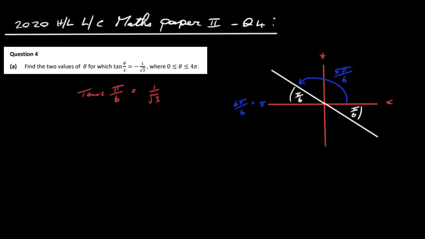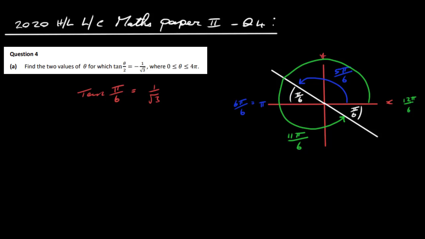So let's look at our second angle then. So let's look at the angle that goes from here all the way around to here. Well, if we come all the way around to 0 again, that's going to be 2 pi, which is 12 pi over 6. We are coming back 1 pi over 6, so really that's going to be 11 pi over 6. So this angle here is 11 pi over 6. So there are two angles whose tan is minus 1 over root 3.